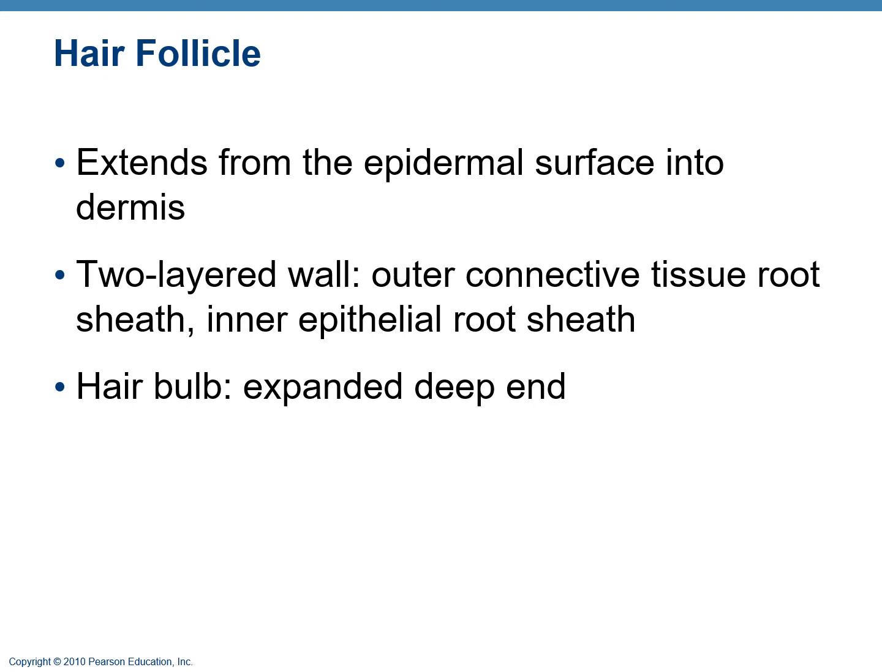The follicle has a two-layered wall consisting of an outer connective tissue root sheath and an inner epithelial root sheath. So remember, think back to histology, epithelial versus connective tissues. And then the hair bulb is just the expanded deep end, which we've probably all seen if we've accidentally pulled hair out of our own scalp. You'll see that expanded deep end of the hair that has been detached from the follicle.